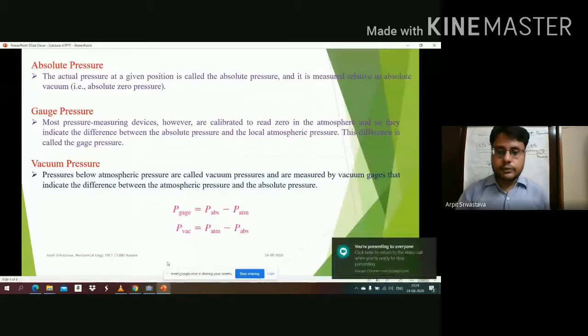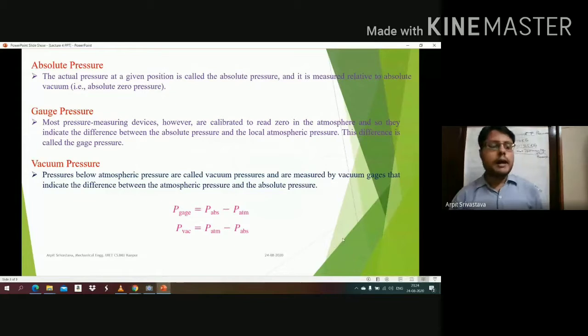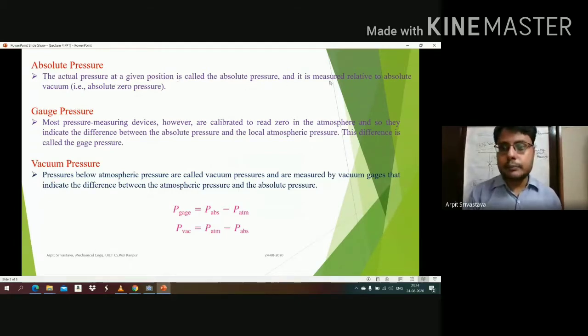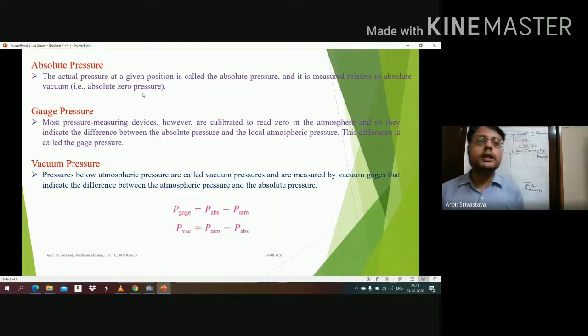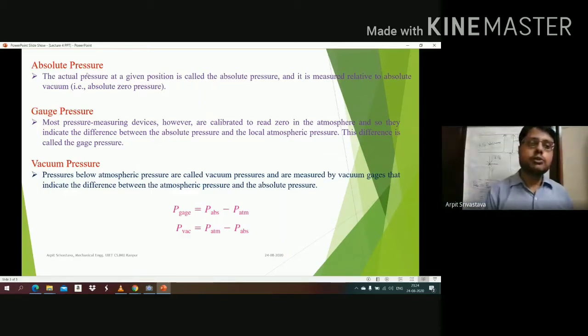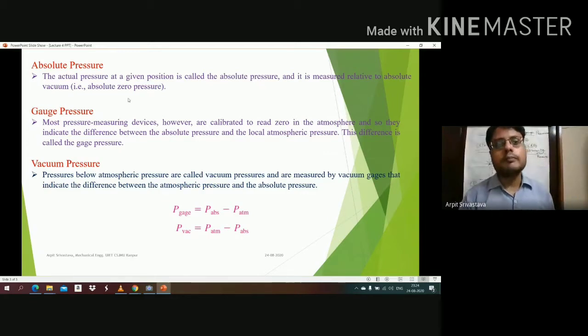So what is the definition of absolute pressure? Absolute pressure is defined as the actual pressure at a given position, and it is measured relative to absolute vacuum, or we can say absolute zero pressure. As shown in our figure, that absolute zero pressure line is the bottommost line of this figure.